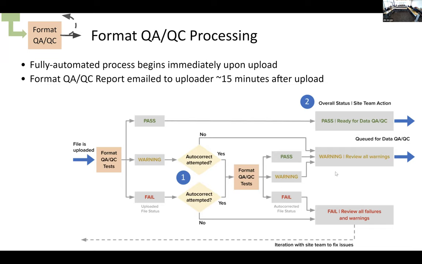So if everything is okay, you just pass, and we'll queue the file for QQC at some point. Or maybe there's some warning. You'll see an email. I'm going to show you some examples. And you'll probably see a warning on your format QQC report. You probably want to take a look to see we're not missing anything or that you didn't misinterpret your file. And if there's something we just cannot deal with, you'll probably see a fail in the email. Don't panic.